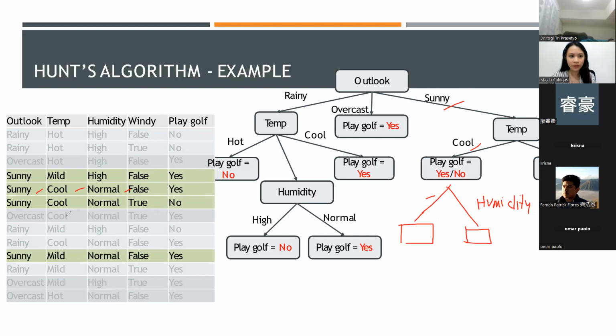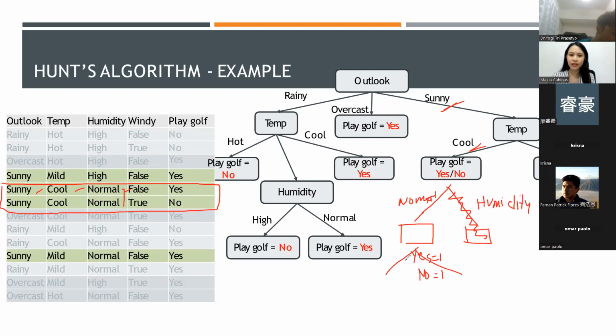Okay, so sunny, cool, this one. We just have to focus on this part because we're talking about sunny, cool, and normal. Since we only have one humidity here, we only have normal, we can just remove this part. Then we'll just treat this as normal. But your normal has one yes and one no. So if we still have one yes and one no, then that means we still have to branch out this part.